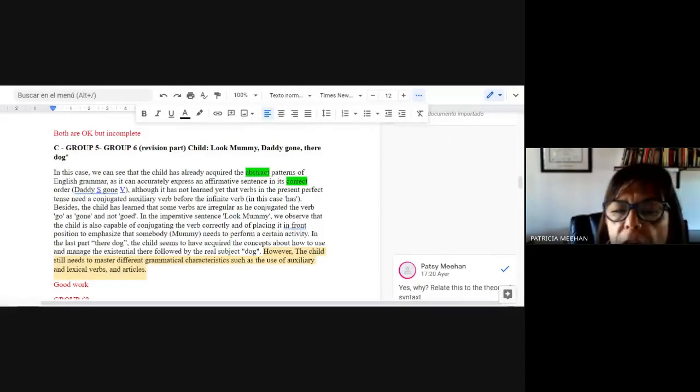The canonical order, the unmarked order, canonical, unmarked, usual if you want, basic word order, the basic word order, but not the correct. We are describing, this is not prescriptive grammar. Okay? Well, let's move on to another one.